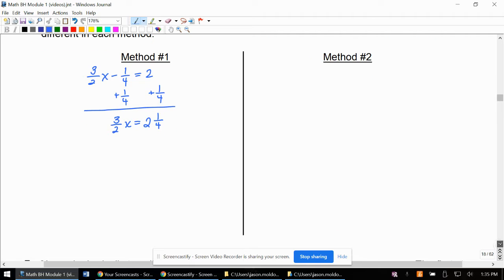I might take a step to convert this into an improper fraction. 3/2 x equals 9/4. And now I am a fan of the horizontal technique because I don't want to make a complex fraction. So rather than do this crazy business, I'm going to multiply by the reciprocal so that I can say x equals, and I can cancel, and I can cancel, and I can get my answer efficiently.